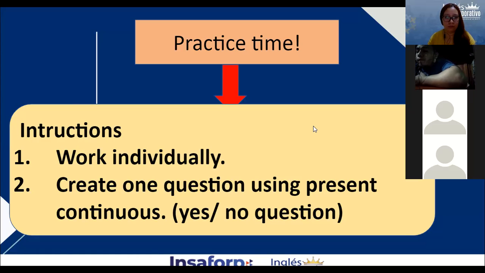Is she riding a bike? Lo siento, is she riding a bike? ¿Está montando bicicleta? Is she riding a bike? No, I'm not. De nuevo, is she riding a bike? No, she's not. Second question, Manuel, please. Okay.